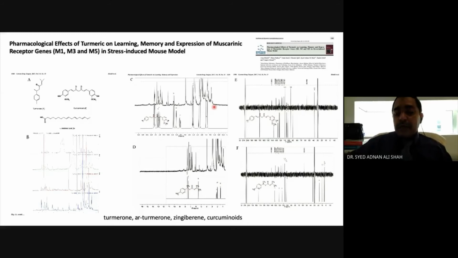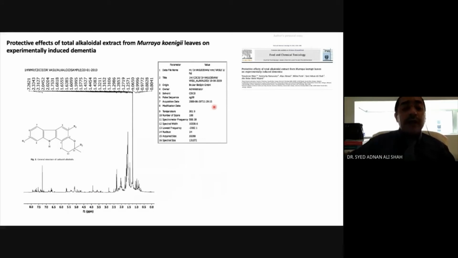So this work has already been published, and a lot of compounds have been characterized through plant-based metabolomics. This is also one of the studies done with the alkaloidal extract from the plant leaves, and through proton NMR spectroscopy we have identified that the carbazole alkaloids are responsible for the protective effect in the case of this alkaloidal extract.